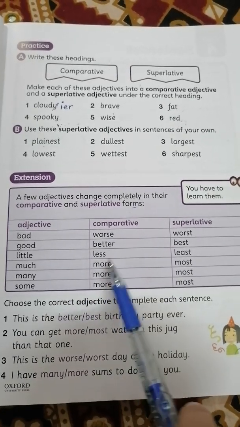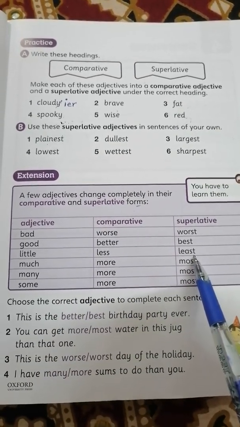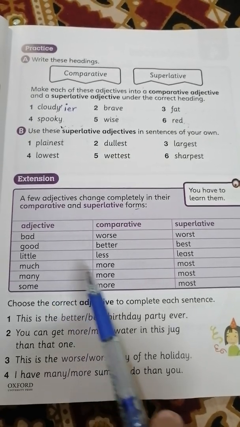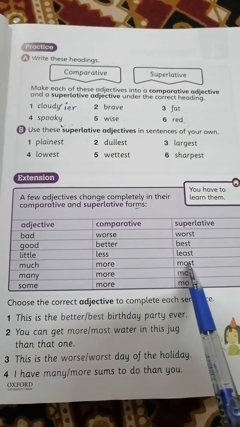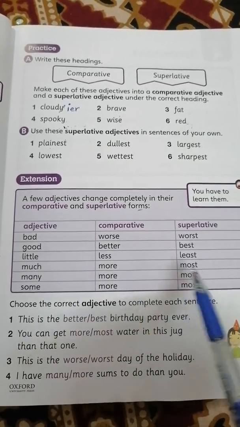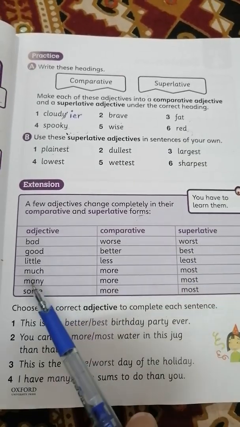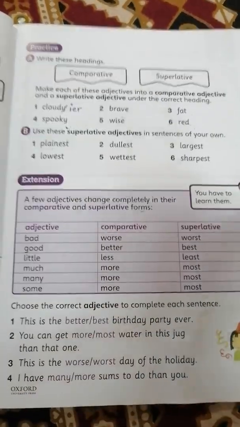Little, less, and the superlative is least. The adjective is much. The comparative of much is more and superlative is most. Many, more, most. Some, more, most. The comparative and superlative of some, many and much are the same.